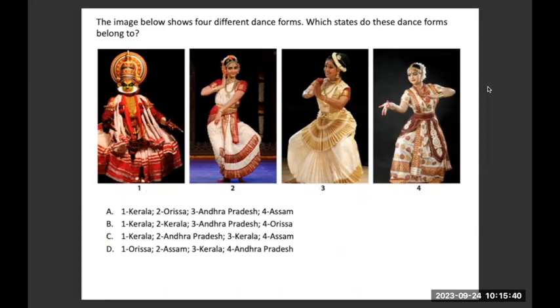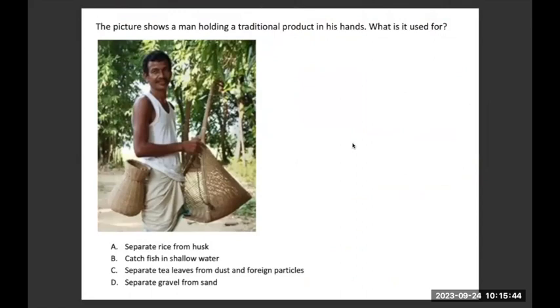We'll move to the next one now. Here, you're given a picture of a man who is holding some kind of traditional product in his hand. What you have to guess is the use of this product which this man is holding in his hand, not the one which is kept on his waist. What is the use of this product?